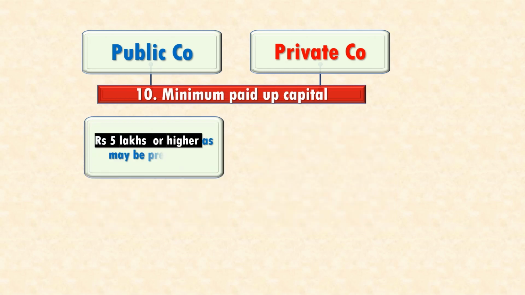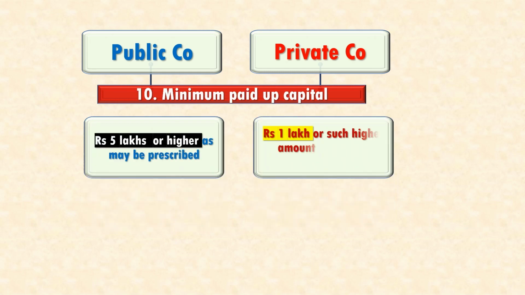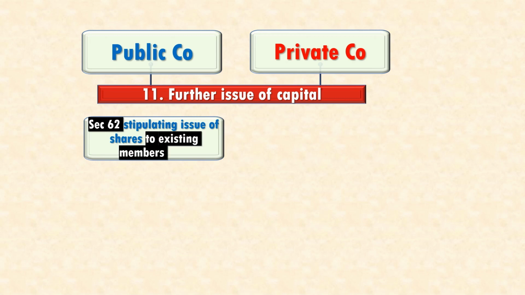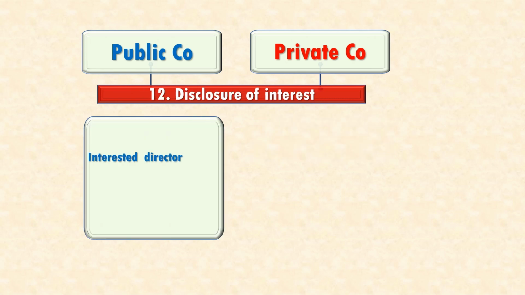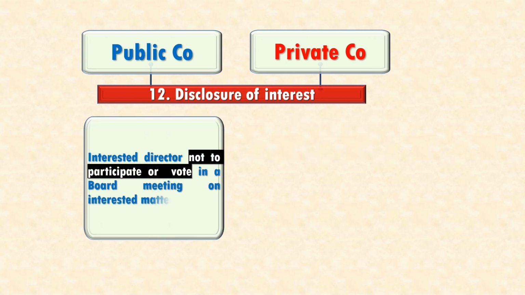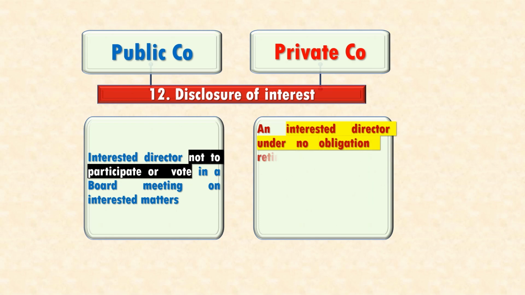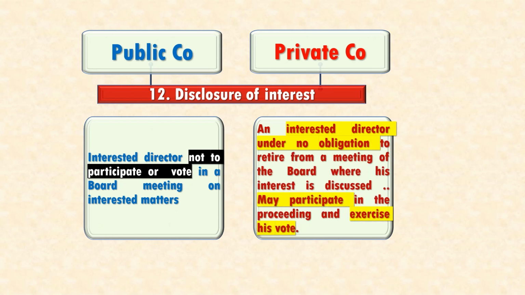Minimum paid up capital required for public is rupees 5 lakhs or higher. In case of private, it is rupees 1 lakh or higher. For the issue of capital to existing members only as per section 62, but the section allows private company freedom. Disclosure of interest is strict, not to participate or vote applies to interested director. No such restriction in a private company.